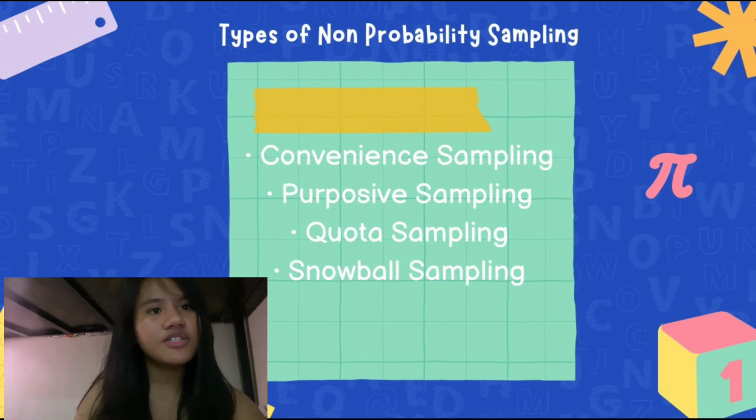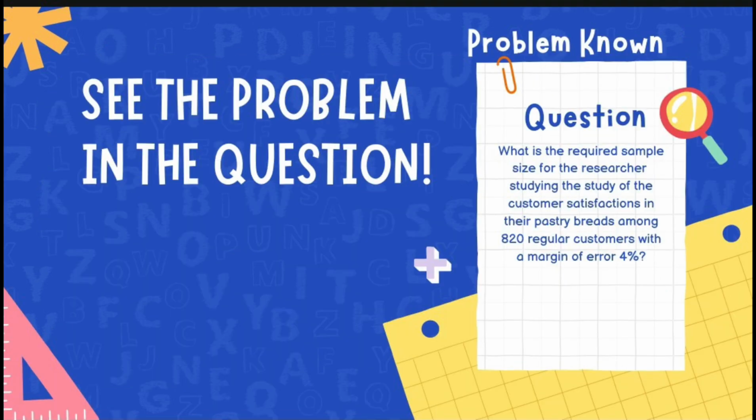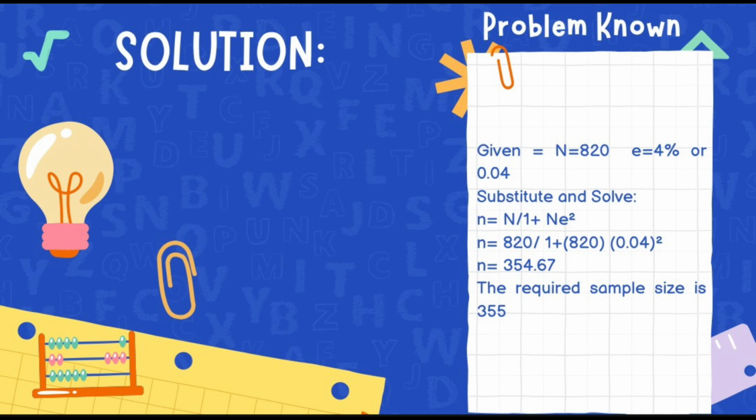Snowball sampling. Researchers start with a few individuals and ask them to refer other potential participants who fit the study criteria. Let's proceed to problem solving. What is the required sample size for researchers studying customer satisfaction in their pastry breads among 820 regular customers with a margin of error of 4%? Let's start with identifying the given. Population size N is equal to 820, margin of error is 4% or 0.04.